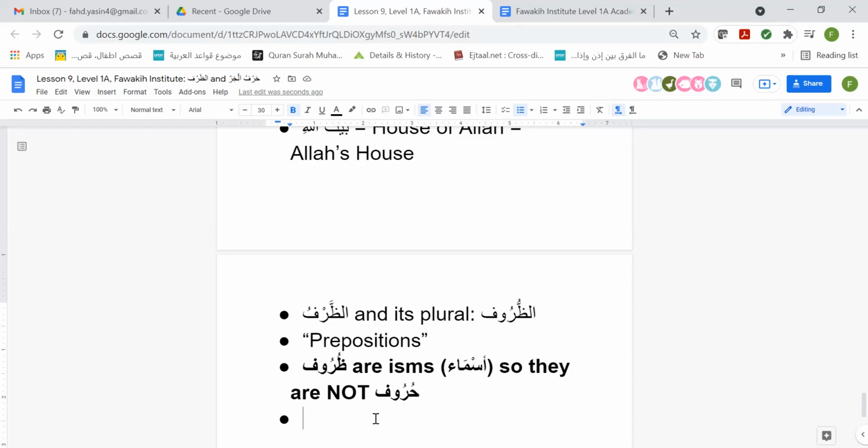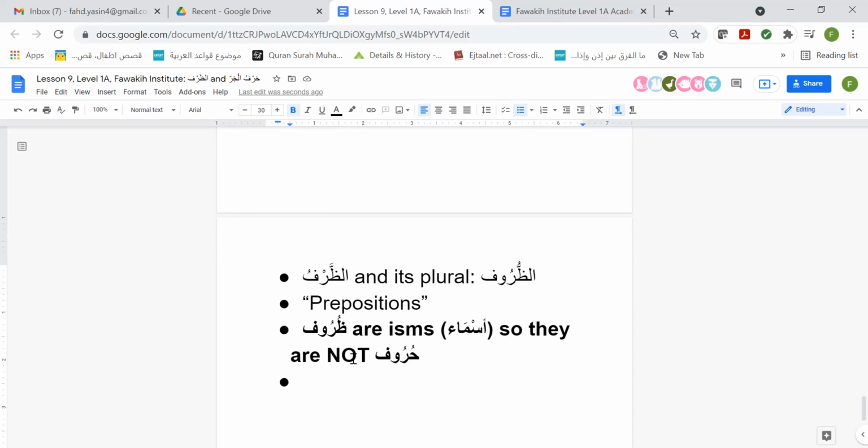Remember, there's 3 types of words: ism, fi'l, and harf. Why do they have that categorization and a delineation like that? Because they don't overlap. A word that is an ism can never be a fi'l or a verb, and a verb can never be a harf, and a harf can never be an ism. They have to be separate. They're always like that, okay? So keep that in mind. They don't overlap. So a dharf is an ism, which means it cannot be a harf, okay? So keep that in mind.